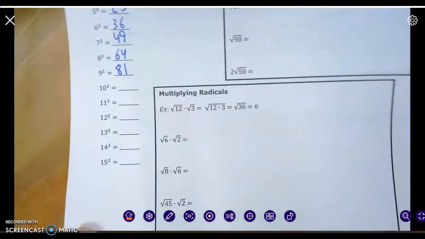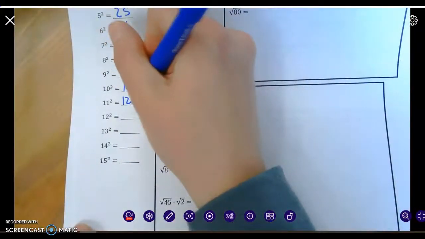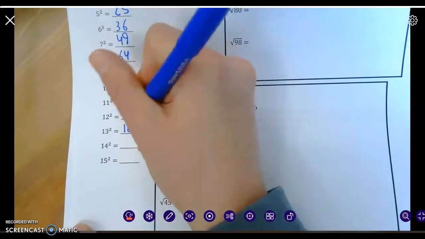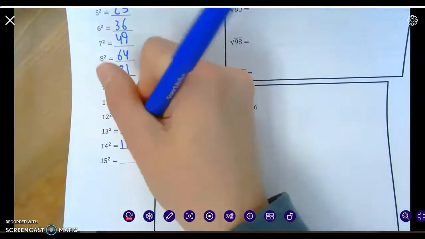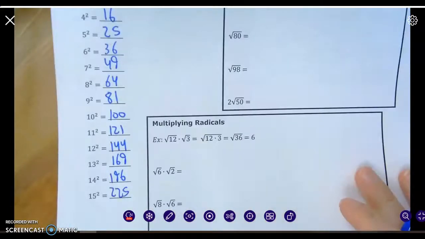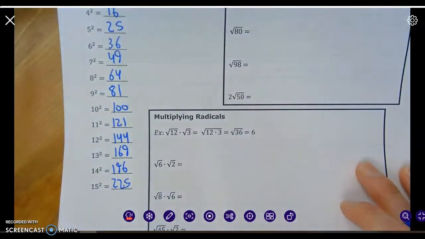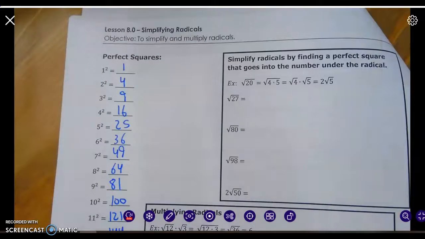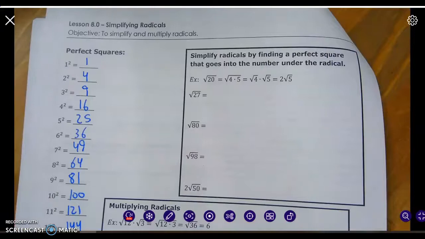So we're just multiplying these numbers together so we can have a nice list of all of the perfect squares. And that's 196 and 225. Okay, so that is all of the perfect squares, which we are going to use when we simplify radicals. So we're going to start by simplifying these radicals.